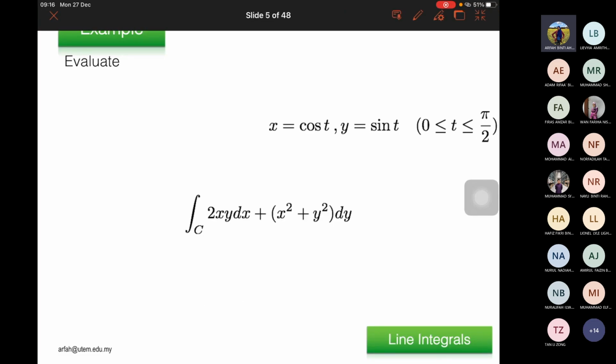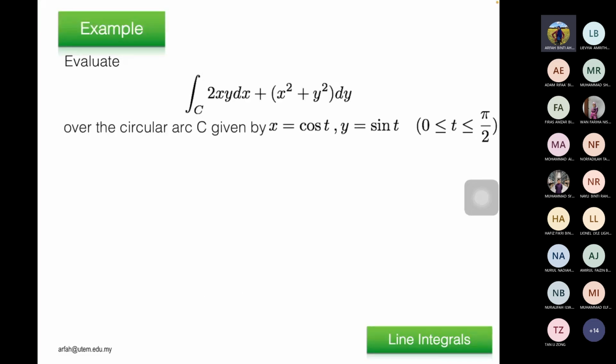So you were given the integration over the curve C for 2xy dx plus (x squared plus y squared) dy. So from here we want to do the integration for this given function. If you take a look at this one, how do we define it as an integral?